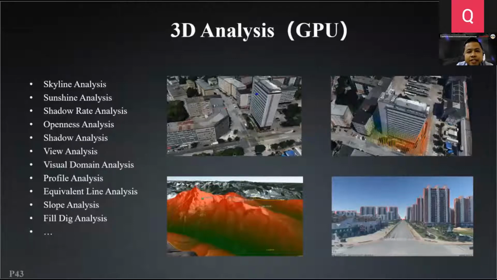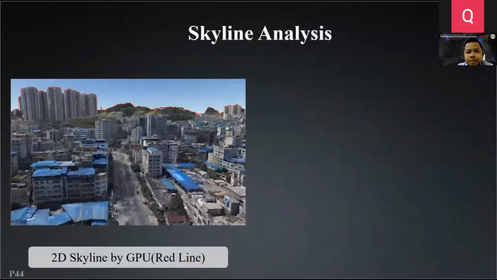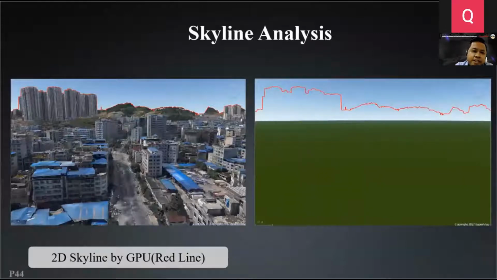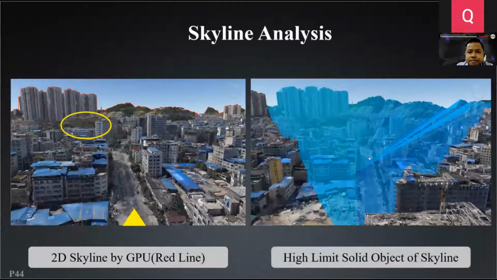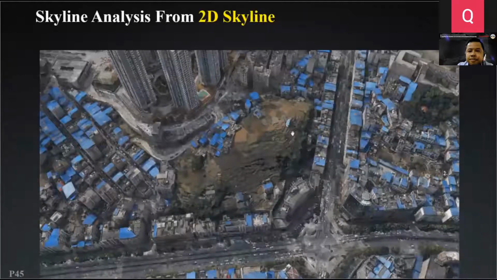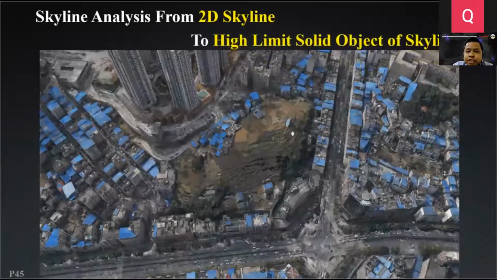There are many 3D analyses in SuperMap that can be performed on the oblique 3D model, such as skyline analysis, sunlight analysis, shadow rate analysis, open analysis, and so on. The skyline analysis allows you to generate the boundary between the building tops and the sky from the observer. This analysis is to set the height limit of solid objects.